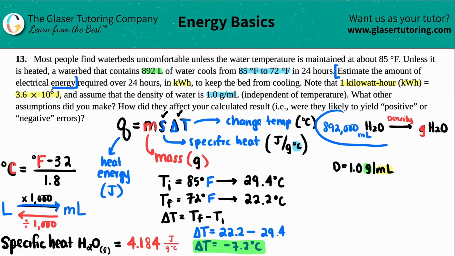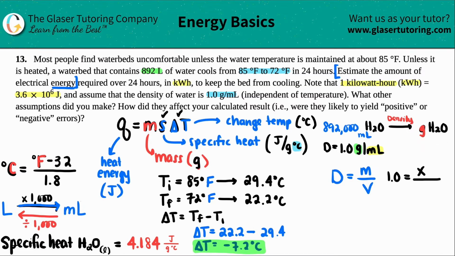Okay, so now I have to convert the 892,000 milliliters and get to grams. That's using the density formula. Now, what is the density formula? Density equals M over V, right? Mass over volume. We could just fill in the numbers, right? They gave us the density, and the density is 1.0, equals the mass, which is what I'm trying to find, x over the volume, which is 892,000 milliliters. Cross multiply here, 1 times 892 is the same thing as 892,000, right? So my x value, which is my mass, is 892,000 grams. That is my m value that I'm going to be using for my Q equals ms delta T.